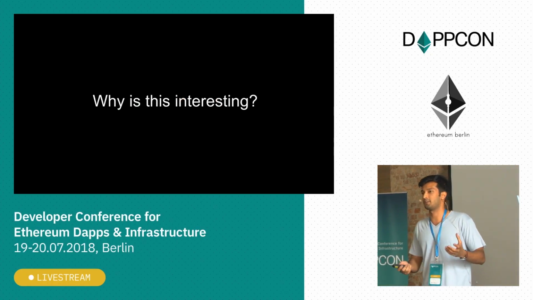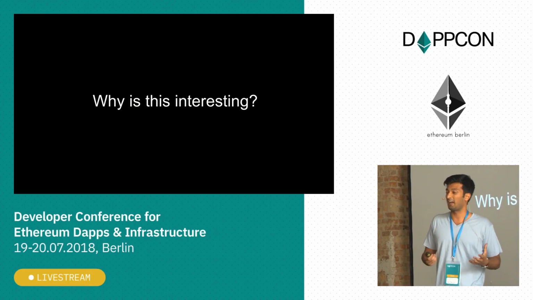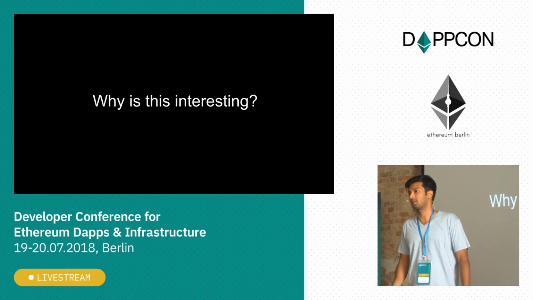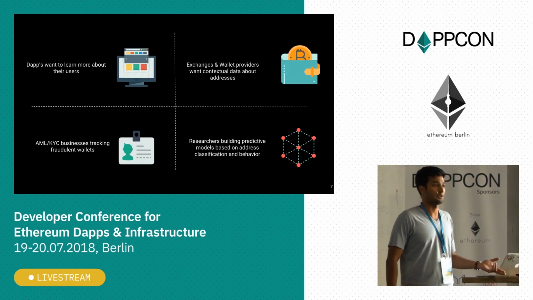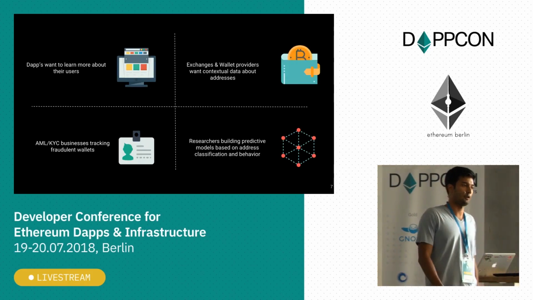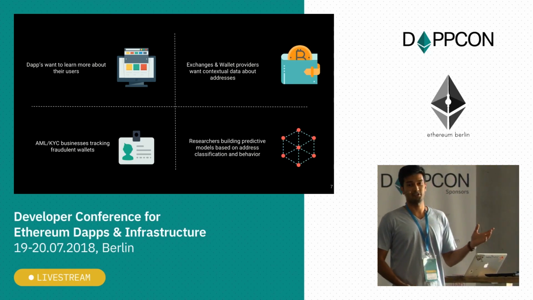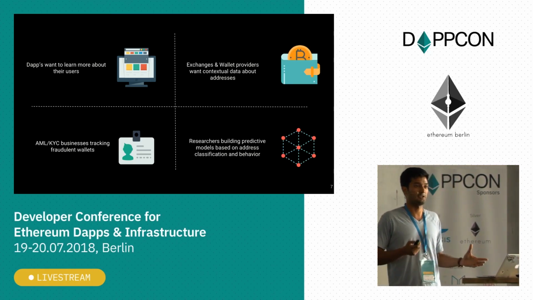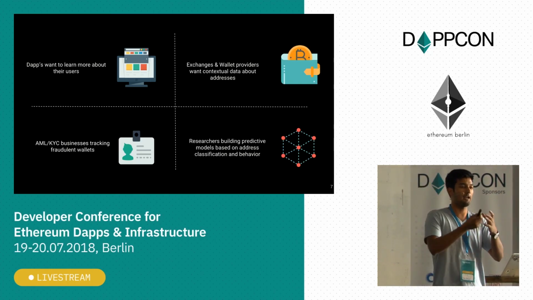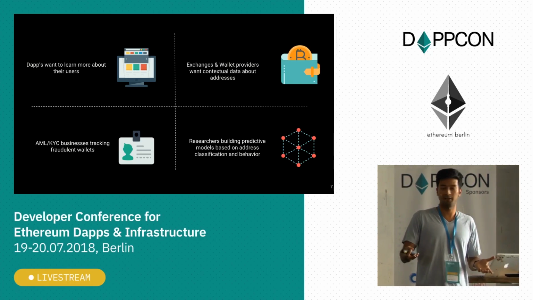There are many use cases for knowing contextual information about an address. Some use cases could be that dApp developers want to learn more about their users. They want to know where a user is coming from, what other dApps that user used, just characteristics about that address without actually knowing its real identity.